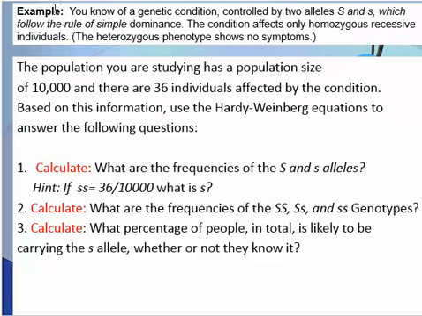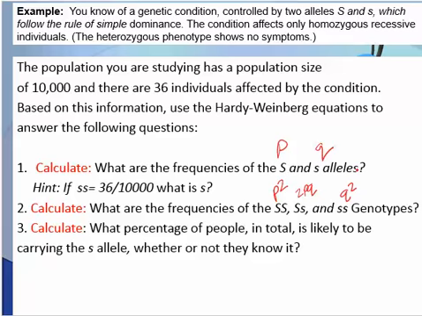Okay, so go ahead and read the information about the problem. You can stop it and then start it back up. What we have to calculate first are the frequencies of the big S and the little s alleles. Big S from our equation is equivalent to P, and little s is equivalent to Q. Then on question 2, big S, big S will be P squared, big S little s would be 2PQ, and little s little s would be Q squared.